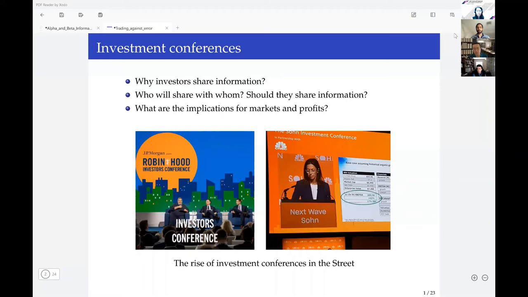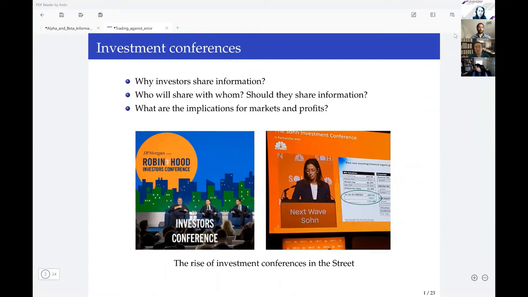If they share information, what will be the consequences for their profits and for the financial market in general? It turns out the results are very surprising, at least to theory people, or to us. The first surprising result is about who shares information with whom. Probably your prior is that information will flow from more informed people to less informed people. But what we found is the opposite.